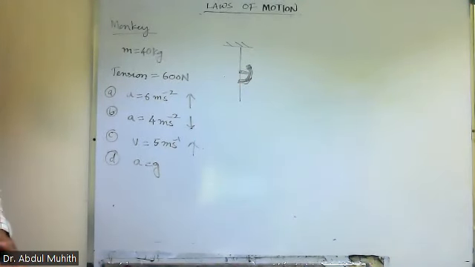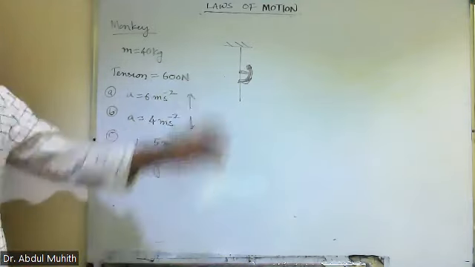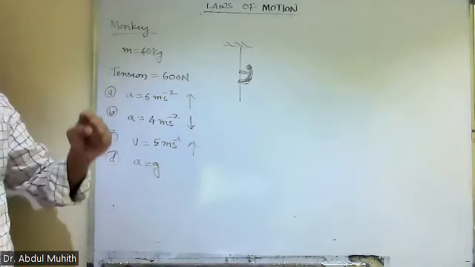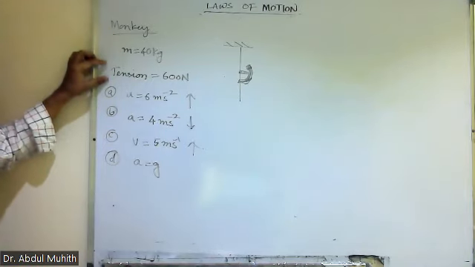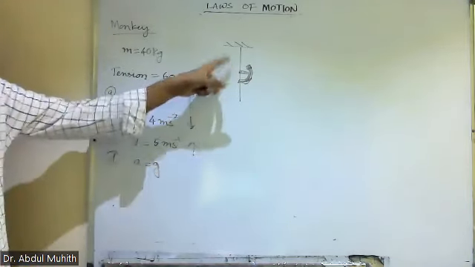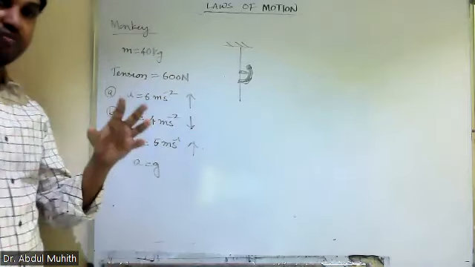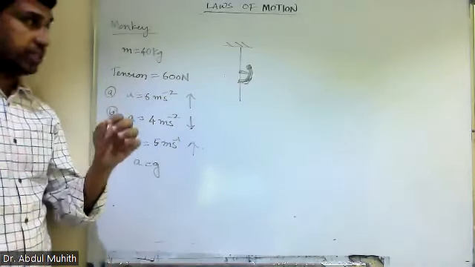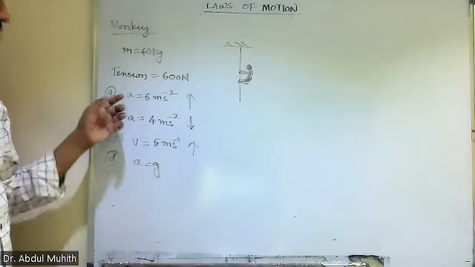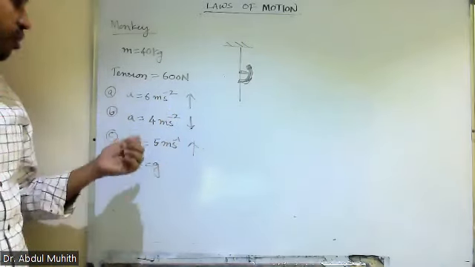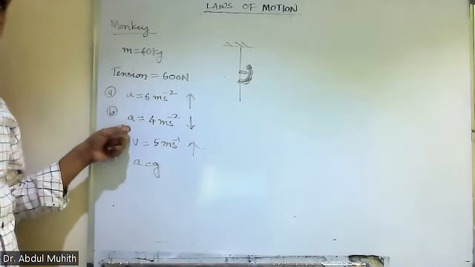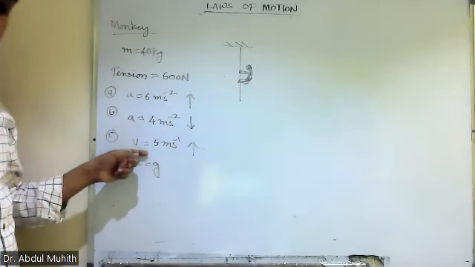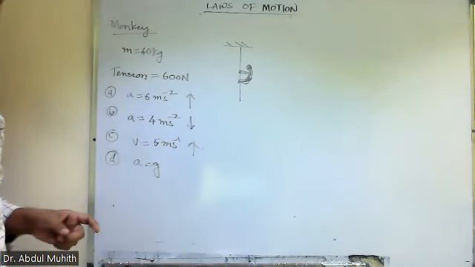Here, in the monkey numerical, the monkey jumps onto the rope. The rope is hanging and he jumps on the rope. The mass of the monkey is 40 kg, and the maximum tension the rope can withstand is 600 newtons. So there are 4 cases. What happens when it is going up with an acceleration of 6 meters per second square? What happens when it is going down, and going up with a uniform velocity? Acceleration equal to g.